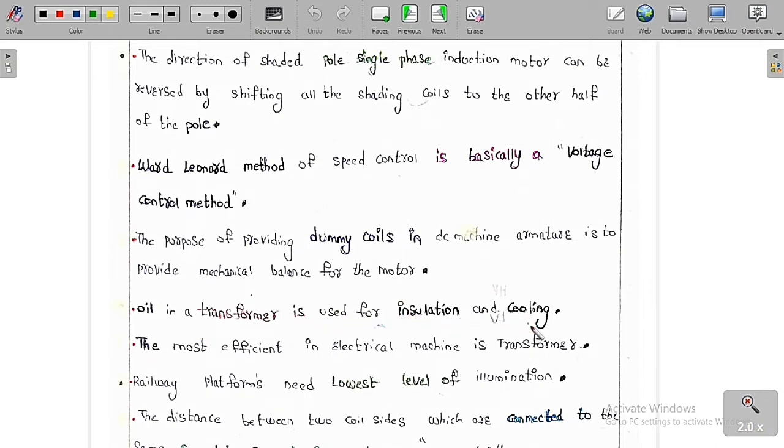So oil in a transformer is used for insulation and cooling. I have already told you, oil in a transformer is basically used for insulation and also for cooling purpose. It is going to take away whatever heat is present in the windings, and also it acts as the insulation between the turns of the winding. So oil in a transformer does two functions. One is to provide the insulation and the other one is the cooling.